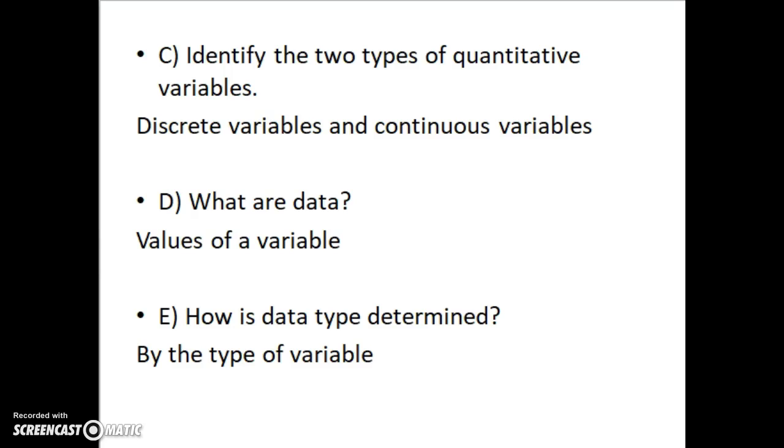What are data? Values of a variable are data. So you have a variable and you have some same or different values for that. Those values are going to be the data. How is data type determined? If you want to determine the data type, you just look at the variables. What type of variable you have, that type of data you have.